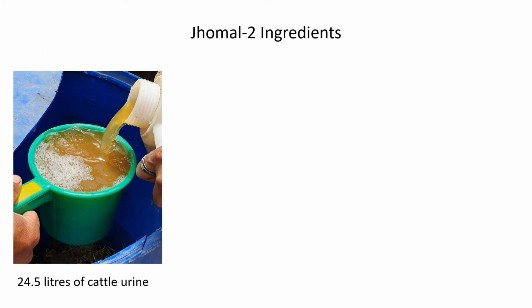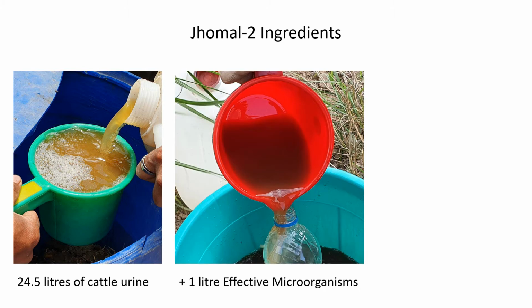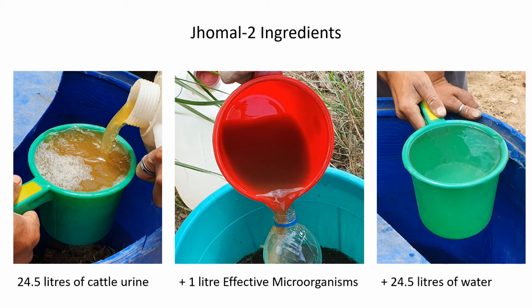Jholmal 2 ingredients: 24.5 liters of cattle urine, 1 liter of effective microorganisms, and 24.5 liters of water. Jholmal 2 preparation. Apart from the ingredients used, the preparation of Jholmals for all the three types remains the same. Therefore, the same steps apply under Jholmal 2 preparation as well.